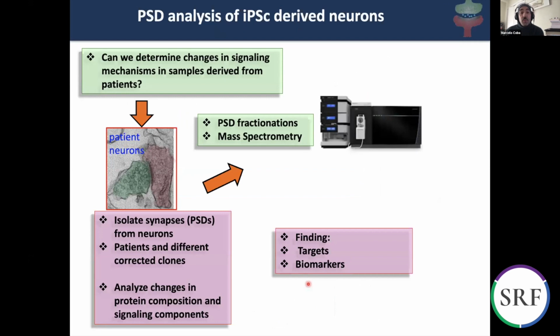We did mass spectrometry for these; they were some really nice experiments. We isolated PSD for each one of the patient mutations and for each one of the corrected cell lines.